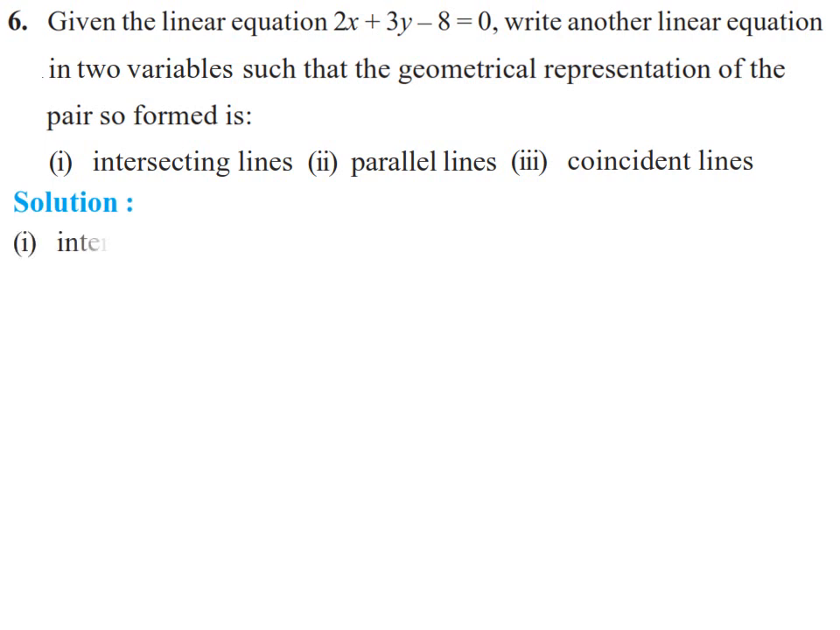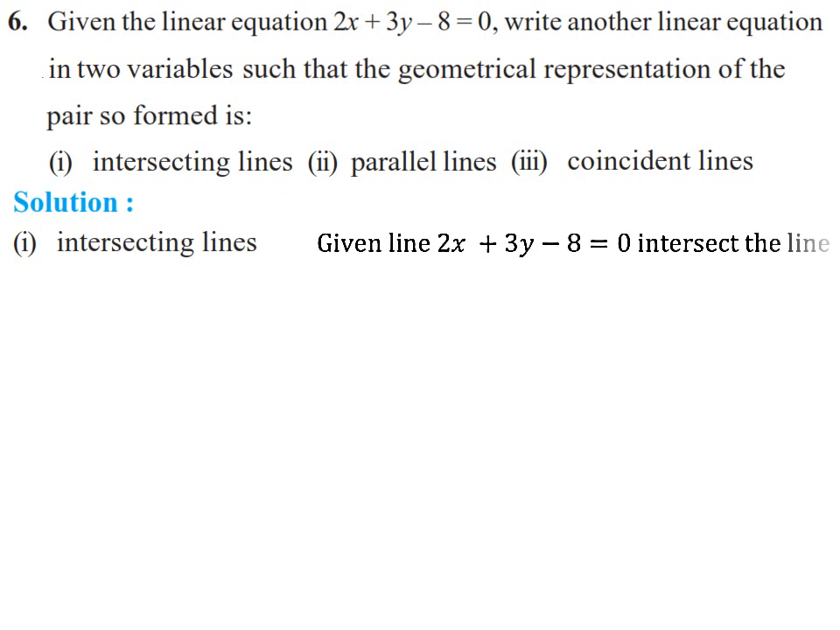First case, I am taking intersecting lines. The equation is given, 2x plus 3y minus 8 equals 0. For getting intersecting lines, change the coefficient of x or y. You can replace the coefficient by interchanging them, or just replace any one coefficient of x or y. So my first example is x plus 3y plus 2 equals 0. The second is x minus 3y plus 8 equals 0, and x plus 2y plus 3 equals 0.